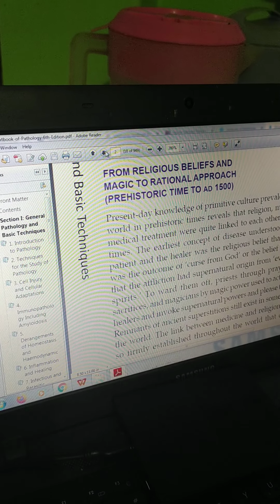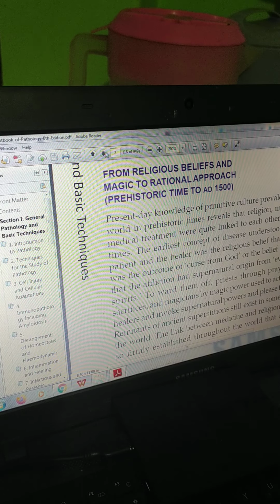From religious belief and magic to rational approach, prehistoric time to 1500 AD. Present-day knowledge of primitive culture prevalent in the world in prehistoric times reveals that religion, magic, and medical treatment were quite linked to each other in those times. The earliest concept of disease understood by the patient and the healer was the religious belief that disease was the outcome of curse from God.